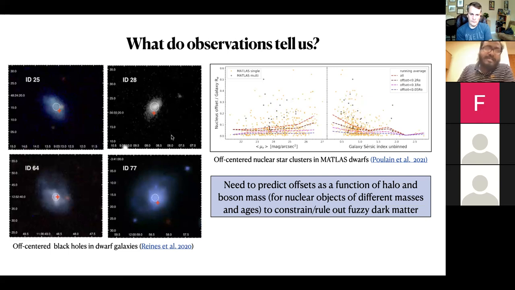Now, these offsets may not have anything to do with dark matter. They could be because of baryonic physics. It could be related to gas inflows, and could also happen because of mergers, two galaxies merging together. But it could also have to do with the underlying dark matter physics. Therefore, if you want to use these offsets to constrain the boson mass, what we need to do is first predict these offsets as a function of halo and boson mass. Then we can use this to rule out or constrain fuzzy dark matter. And we leave that for future work.